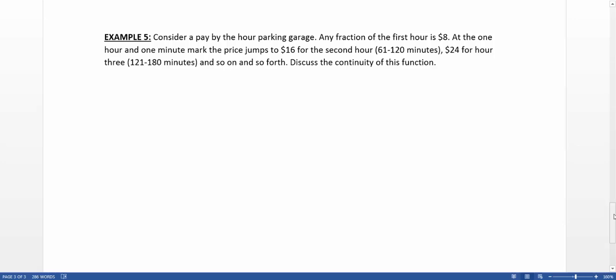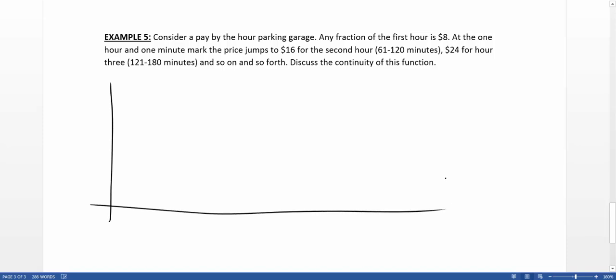So if we're talking about the continuity of this function, we have this piecewise function that we can sketch out to see where it's continuous and where it's not. Here, we're going to plot the price versus time in hours. So we can get a good idea of what this is going to look like by graphing what the price is going to be for each increment here.